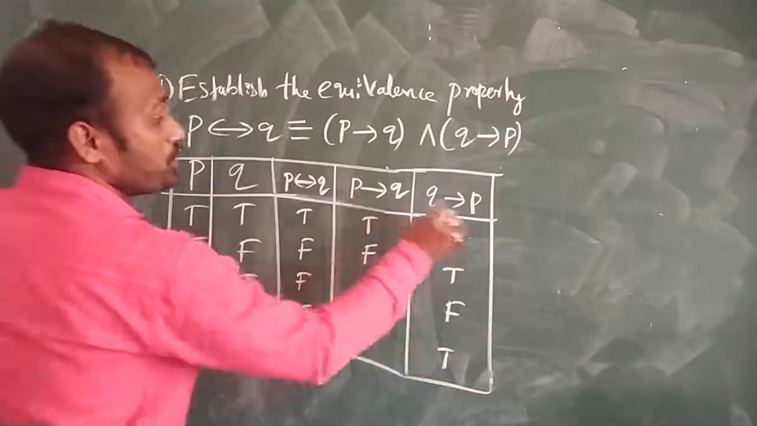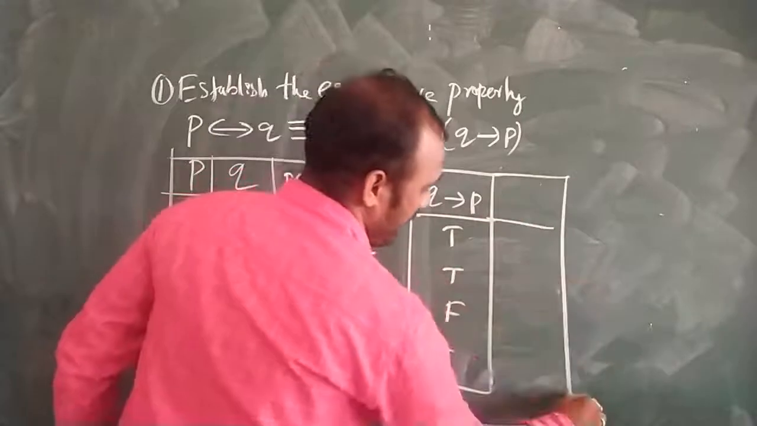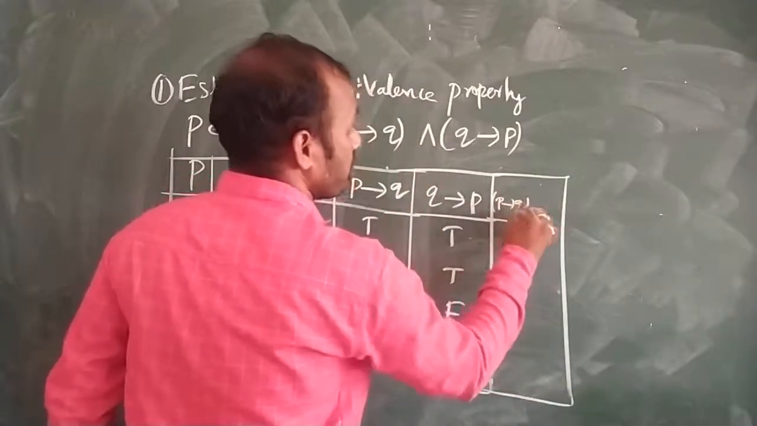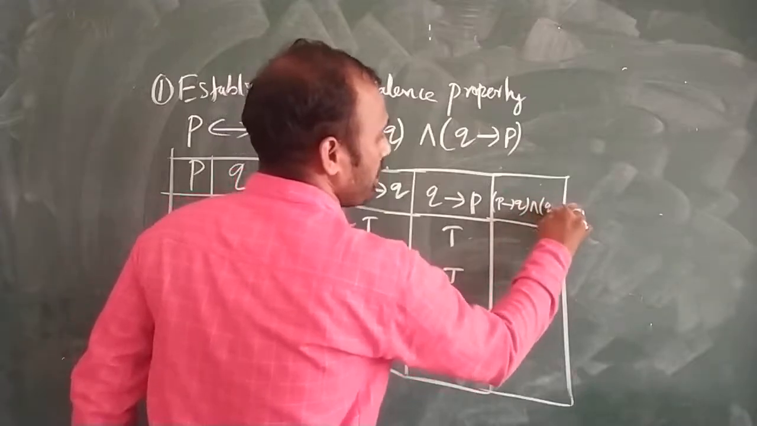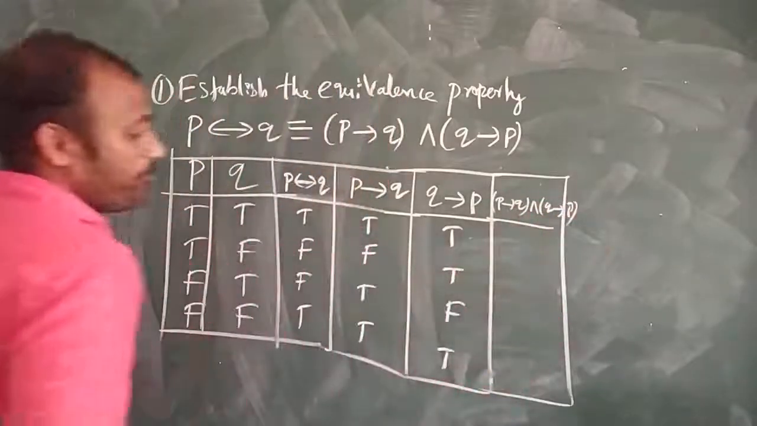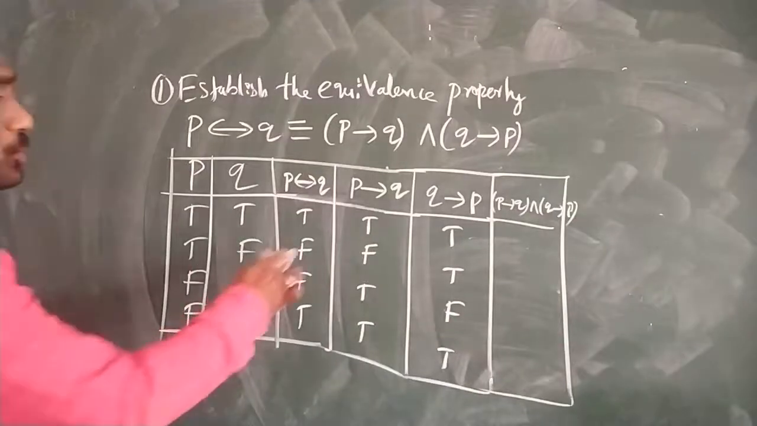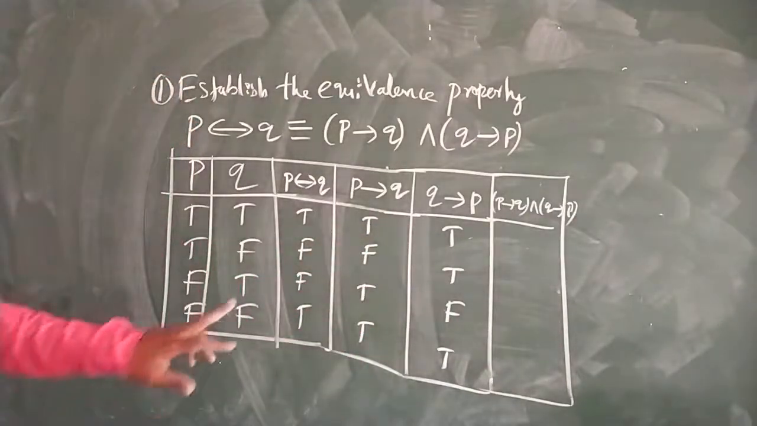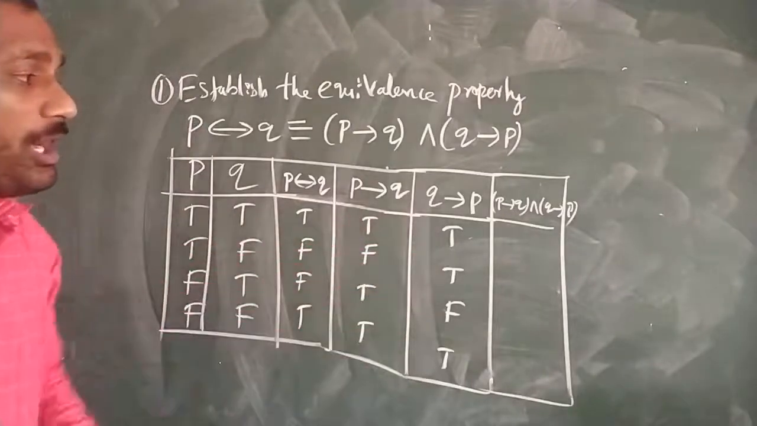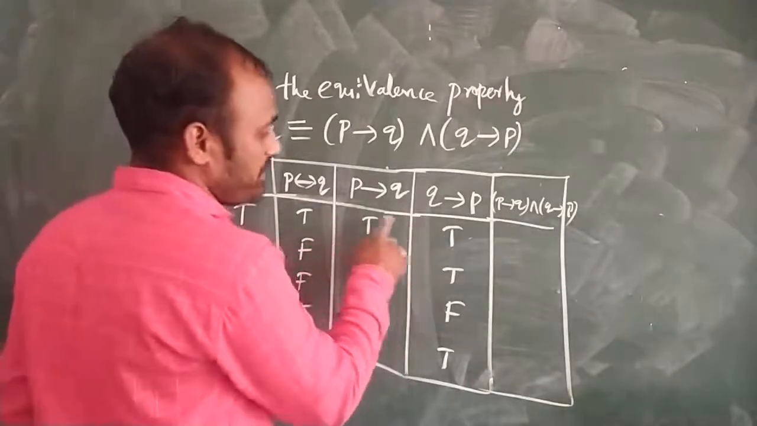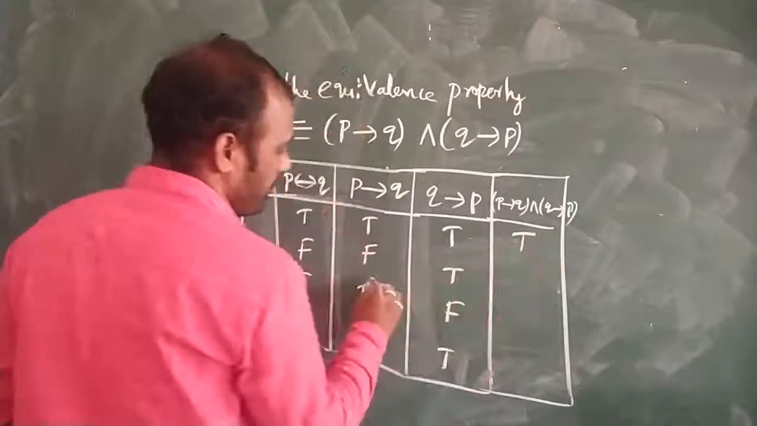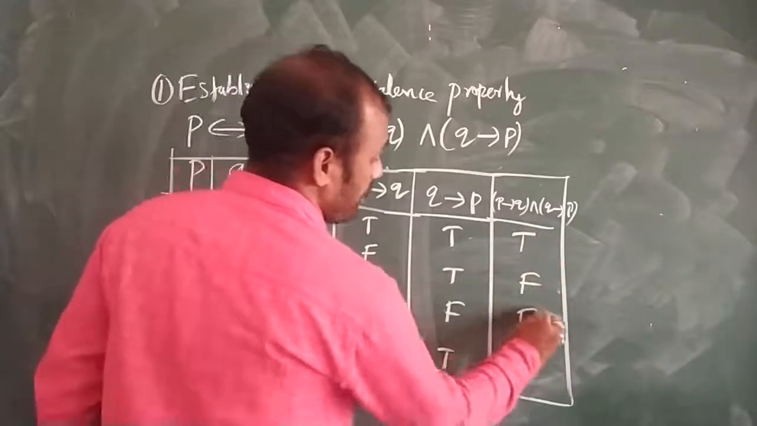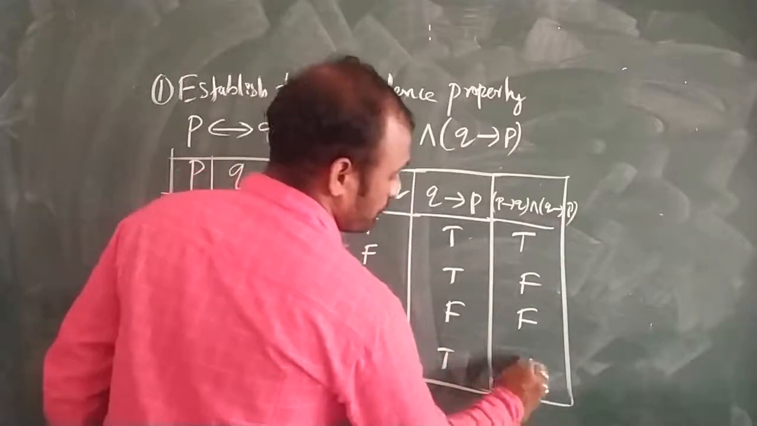So for this, I need to apply the AND operation, that is P conditional to Q and Q conditional to P. For this you have to apply the AND operation. The AND operation says that whenever two statements are true, then it is true, remaining all cases will be false. So false, true, false, true, false, also false, true, true, it will be true.